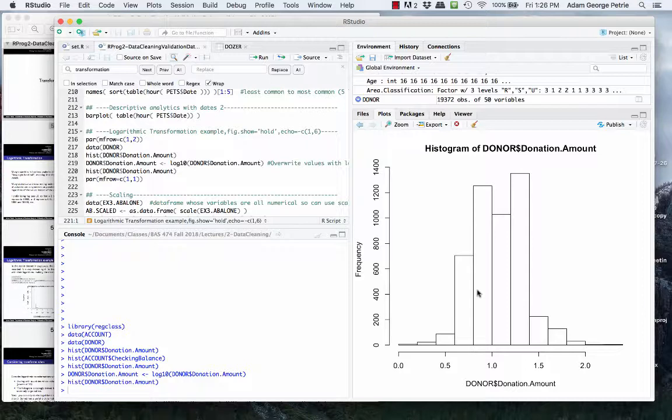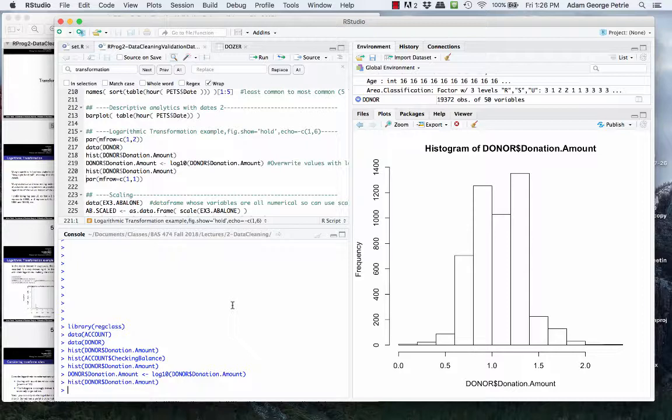So the logarithmic transformation is one of the more popular transformations in business analytics, because the results that we end up analyzing are fairly easy to interpret. When we see a value of 1 on the log scale, that corresponds to a value of 10 on the original scale. So a 1.0 is $10 donated. A 2.0 is $100 donated.